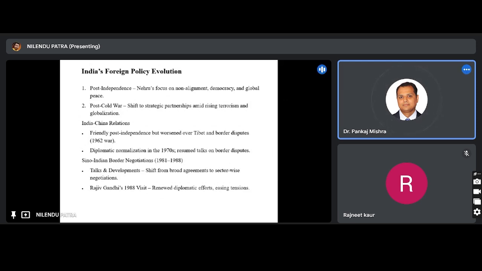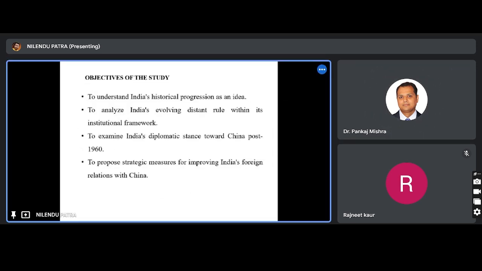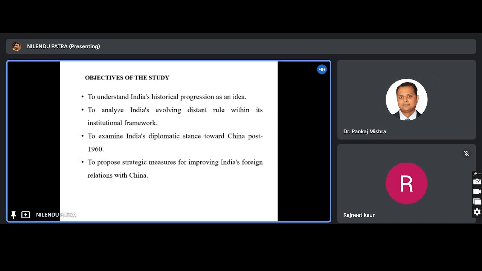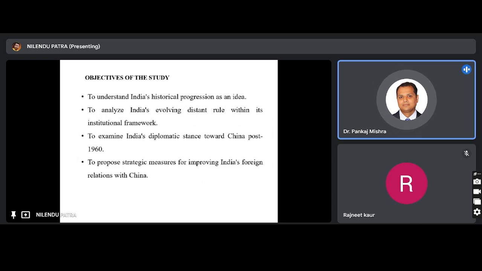You have to manage to explain those things first. Okay, move ahead. Just don't read, just explain the things to me. Now, what are the objectives of this study? What was your objective in conducting this research?